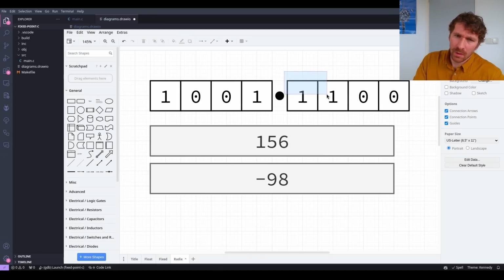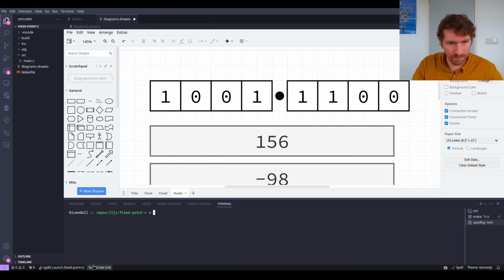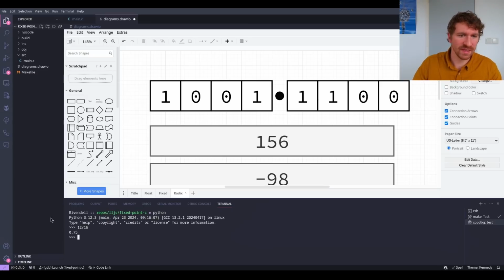So what we do is we take the value we have here and we divide it by the number of values we can represent in this range, and that gives us the true value. Let's pull up a terminal here, Python, and so what we've got is 12 divided by 16, that's 0.75, so this number is 9.75 in fixed point. So that's pretty cool, right? I think this is awesome.